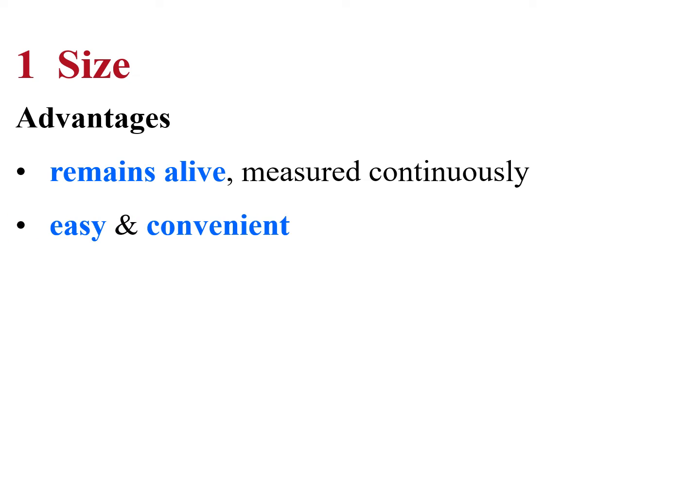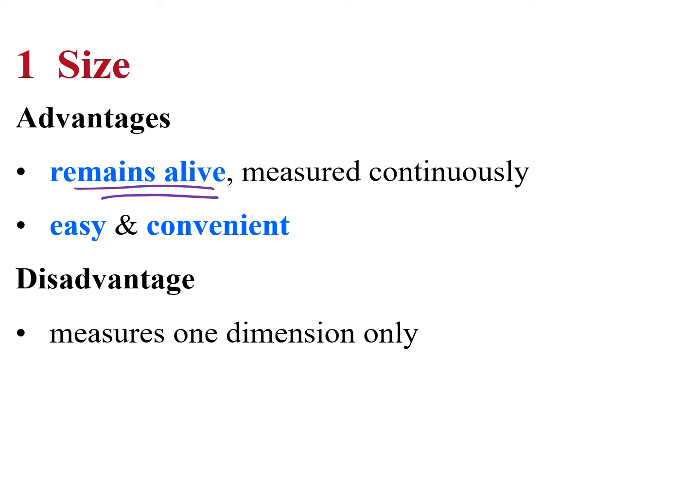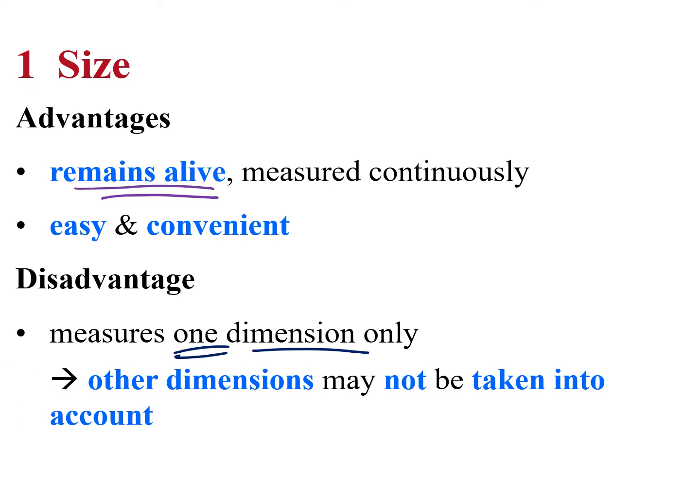The advantage of measuring the size is that the organism stays alive. You can measure the size of an organism continuously, and it is also very easy and convenient to do that. But one disadvantage is that you only measure one dimension, and other dimensions might not be taken into account, and this might be a problem. I will show you why.